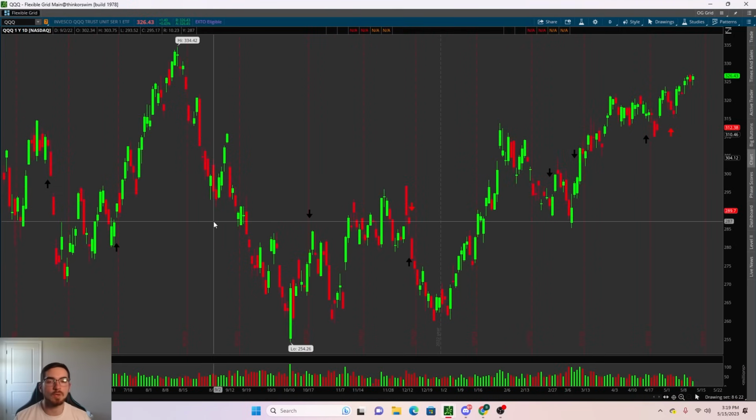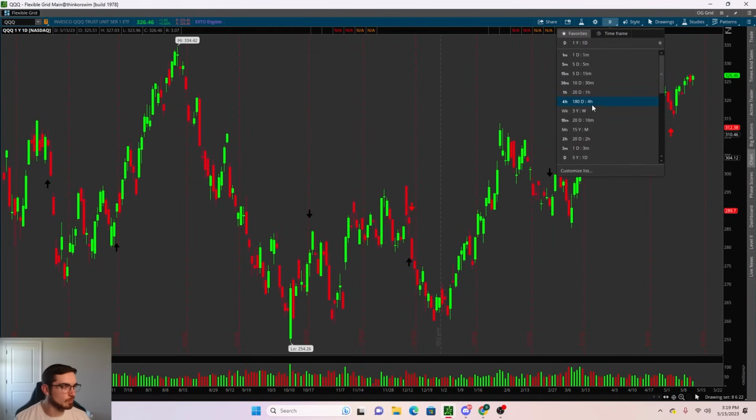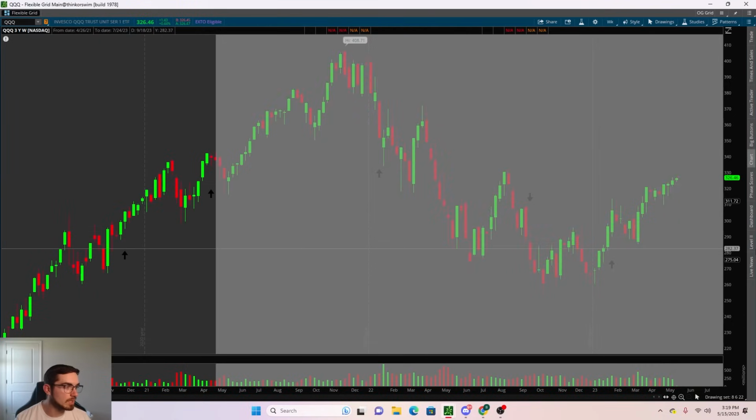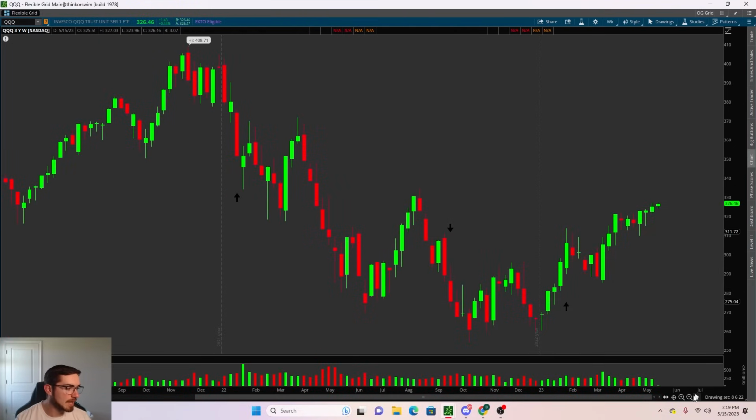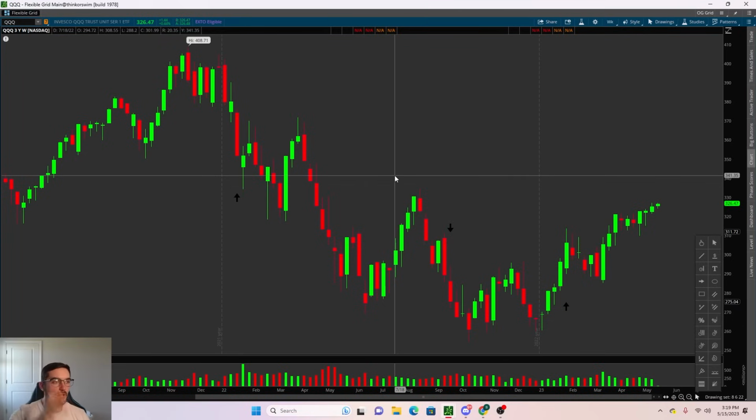What you need to do in order to use Fibonacci is you need to have a well-defined pivot high and pivot low. Now, when it comes to identifying pivot highs and pivot lows, it's the highest point of price action before a move down, and then the lowest point of price action before a move up. So if we go to a weekly time frame, it's a little cleaner, and there's different points where you can draw your Fibonacci retracements as well. And again, we're going to go over all of that in this video.